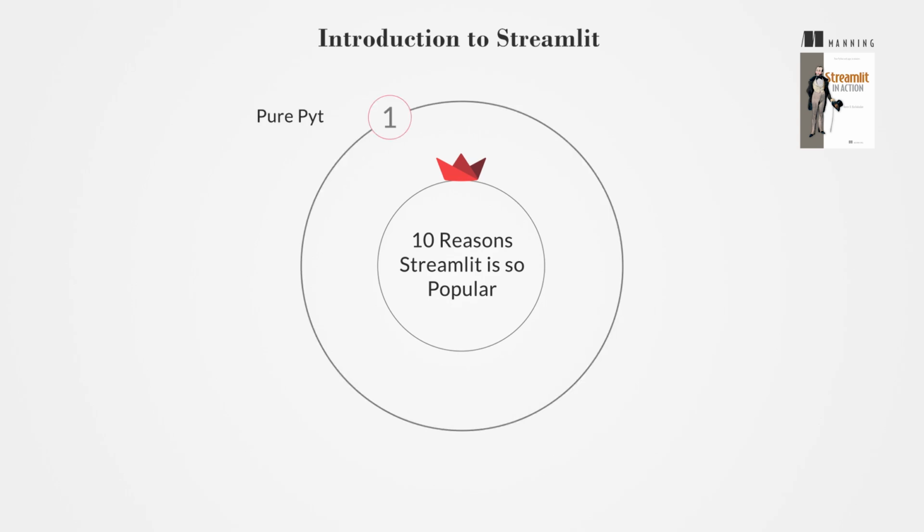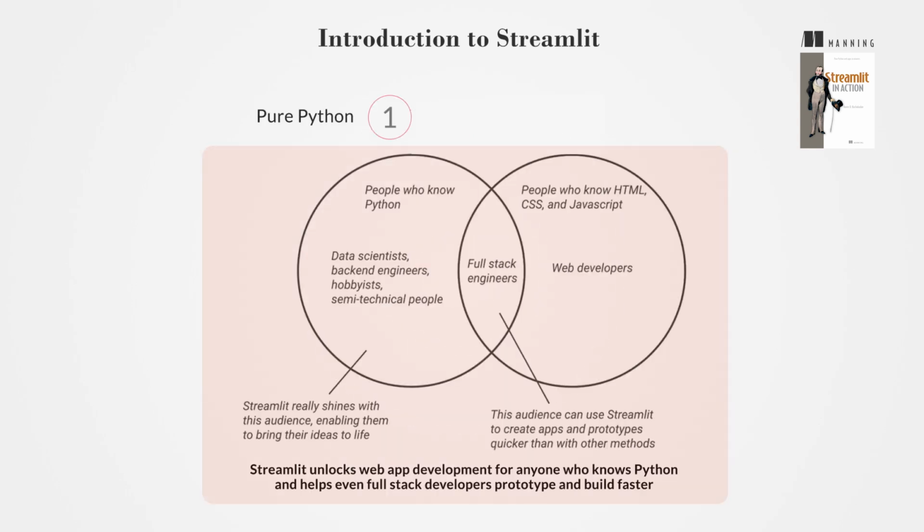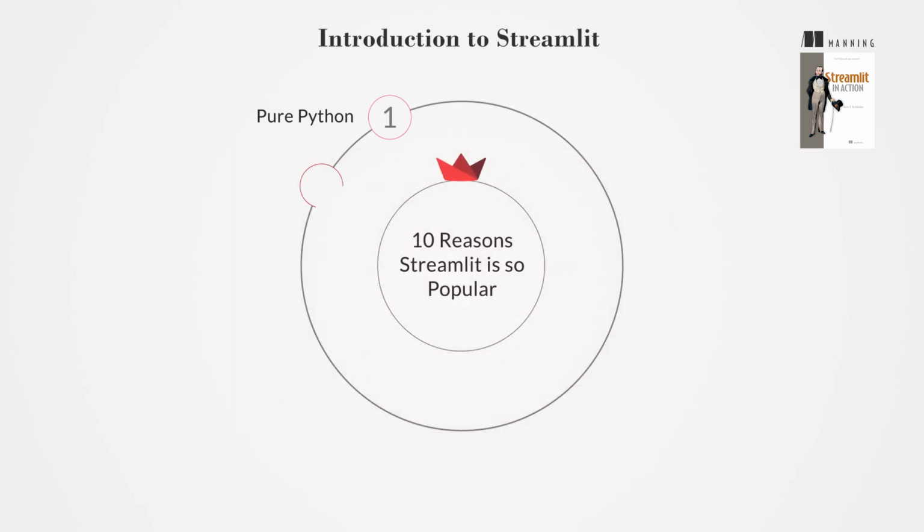1. Pure Python. Streamlit allows you to write web apps entirely in Python, bypassing the need for HTML, CSS, and JavaScript. 2. Rapid development. You can go from idea to app in minutes due to its intuitive syntax and sensible defaults. 3. Beautiful apps. Streamlit apps look good by default, with pre-designed elements that ensure a polished appearance.